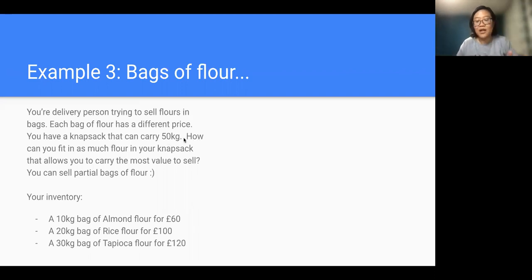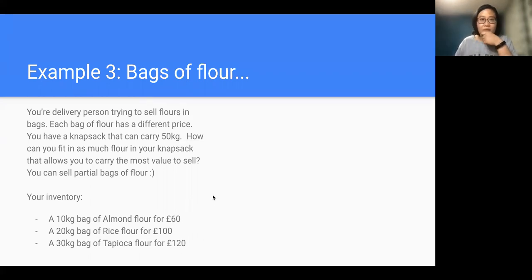And so you're selling these flours. What you want is to make the most profit, right? So to be able to carry the most value in your bag. How can you fit in as much flour in your knapsack that allows you to carry the most value to sell? In this case, you can sell partial bags of flour, right? So you can take maybe some almond flour or some rice flour and put it in your knapsack. And here's my example. I have 3 types of flours, varying weights and varying amounts.